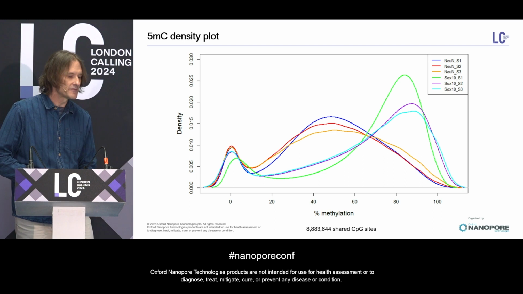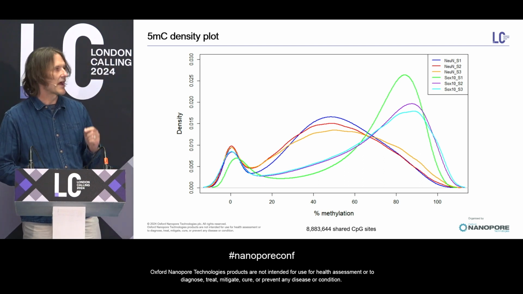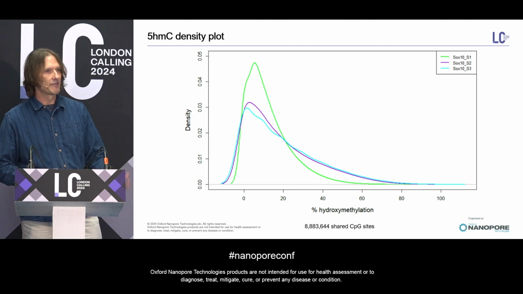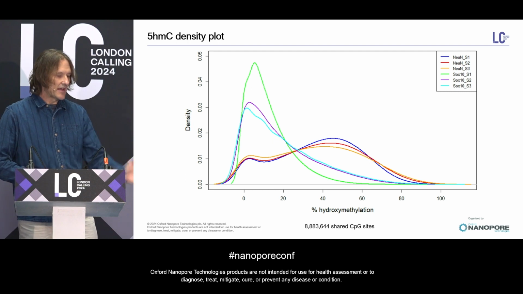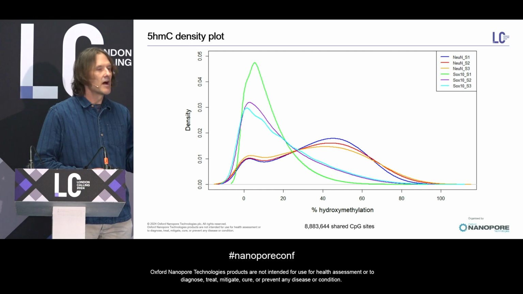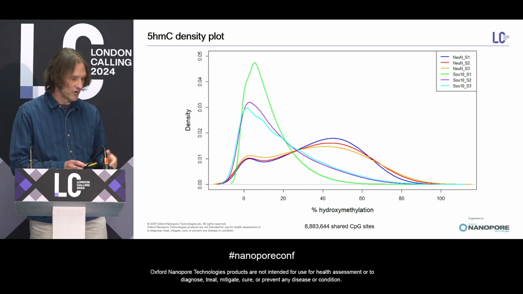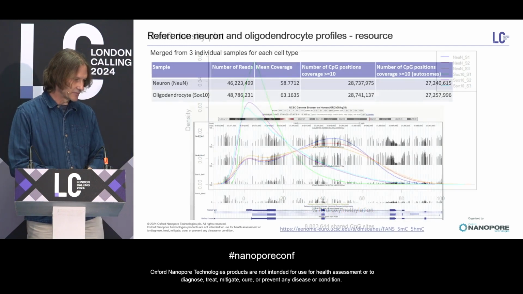We can see the reason why if we look at the hydroxymethylation density plot. Again, the SOX10 oligodendrocyte has very little hydroxymethylation, so we just get a peak at 0, whereas the neuron has, again, a hump around 50%. So in the neuron, a large number of the CpGs are a mixture of methylation and hydroxymethylation, whereas in the oligodendrocyte, they're nearly all methylated.